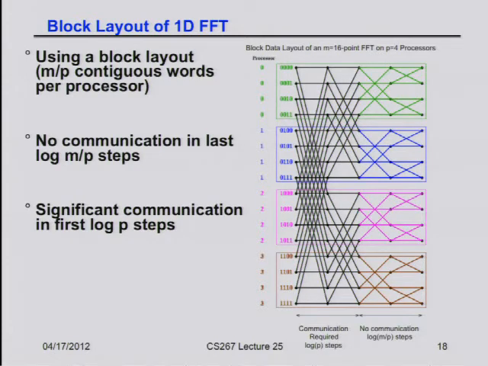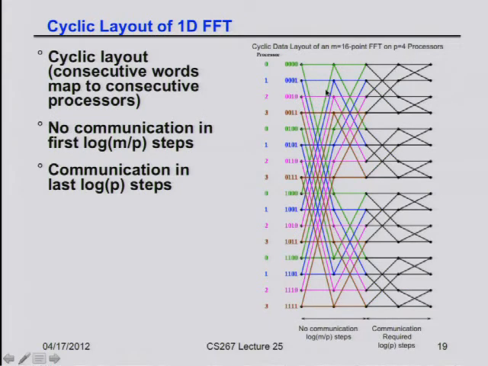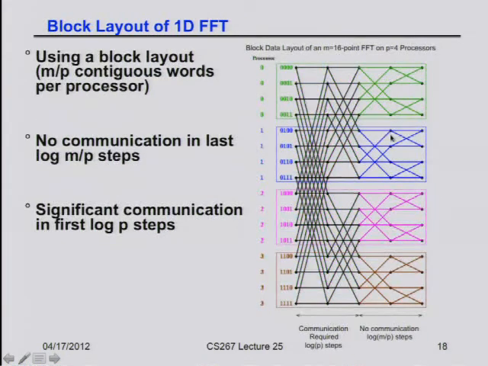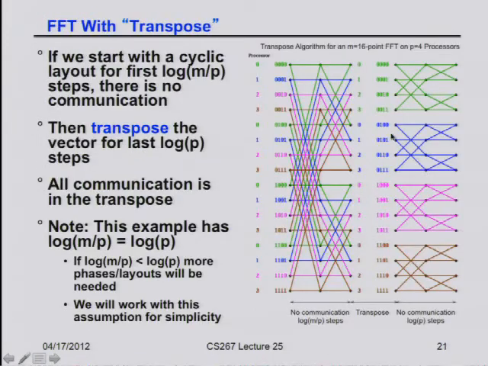I want to change layouts in the middle. So I want to go from this cyclic layout at the beginning to a blocked layout at the end. And this is what it looks like. I start with a cyclic layout, and I transpose the data to switch from a cyclic layout to a block layout. And then I do no communication anymore. So I've put all the communication into the middle in this operation called a transpose. I'll explain why it's called a transpose.